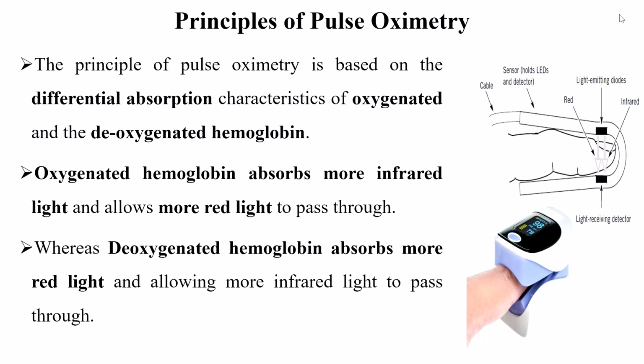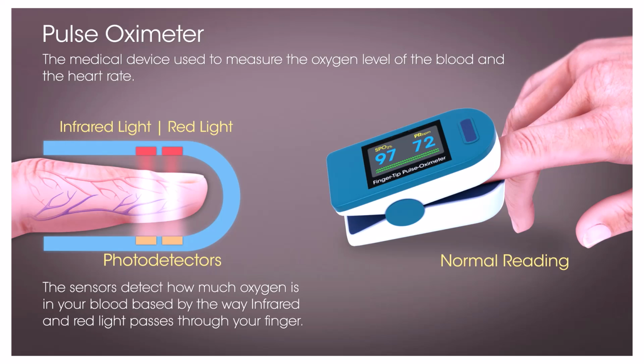As we see in this figure, this is the red light and this is the infrared light. As we said, oxygenated hemoglobin absorbs infrared light while the deoxygenated absorbs red light. As we said, pulse oximetry is a method done by a device called a pulse oximeter, which is a medical device used to measure the oxygen level of the blood and the heart rate. This figure also shows the working principle of this device, which depends on the spectrophotometry method. We have two types of light in this device, red light and infrared light.